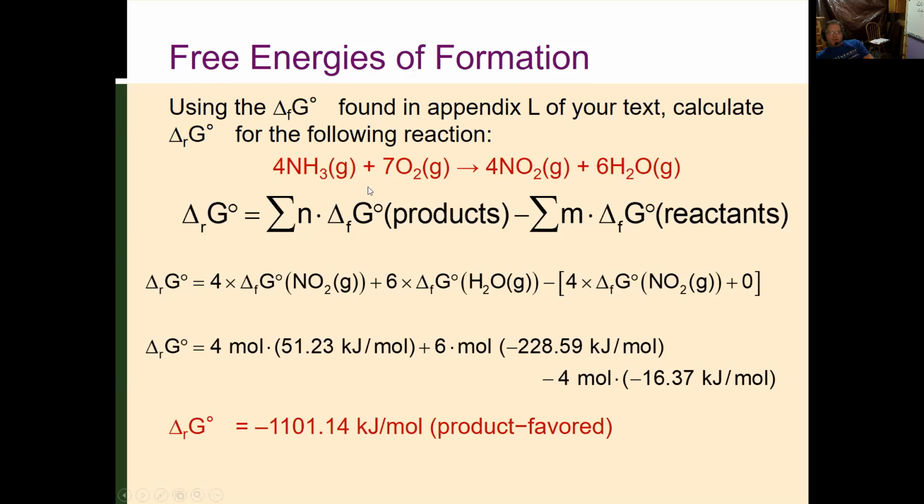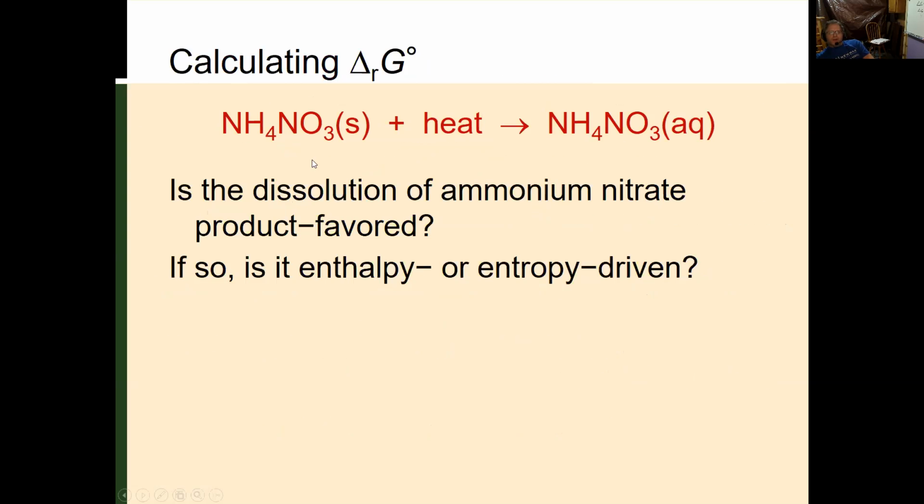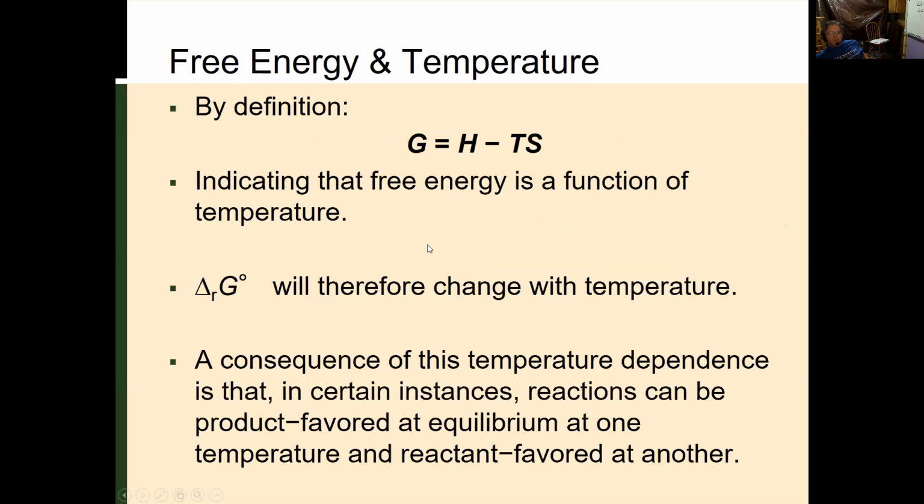Okay, so you can actually go through and calculate in Appendix L of your text. If you want to stop the video and work through this, the solution is where you see there. I'm just going to go ahead and move on. We can calculate delta G. For this one, ammonium nitrate solid goes to ammonium nitrate aqueous. Do we expect this to be product favored? Well, there definitely is an increase in entropy going from a solid to this, but it's endothermic. So is it enthalpy or entropy driven? We can pay attention to what temperature it is.